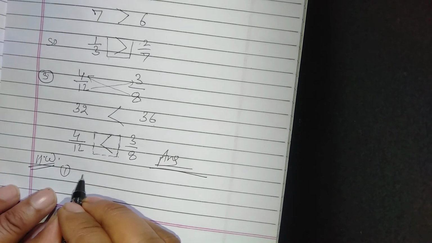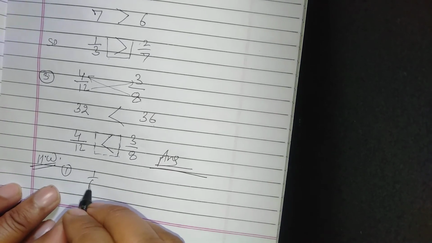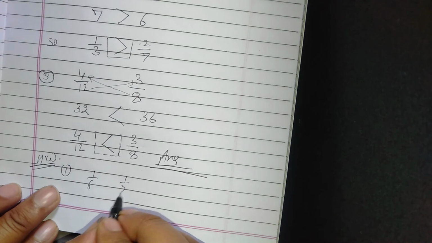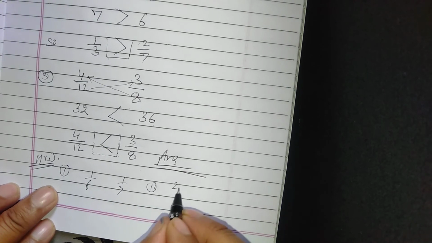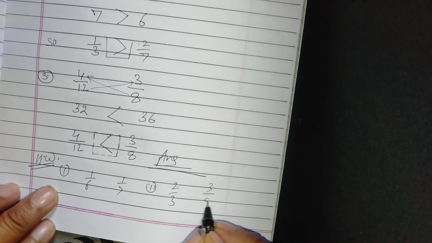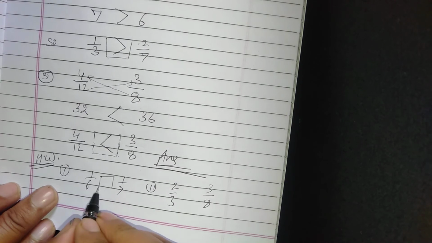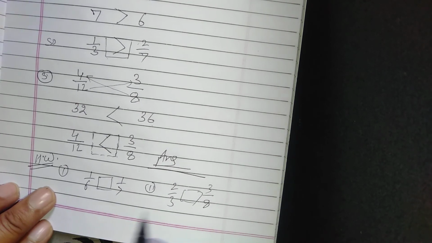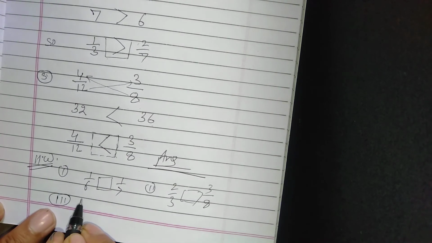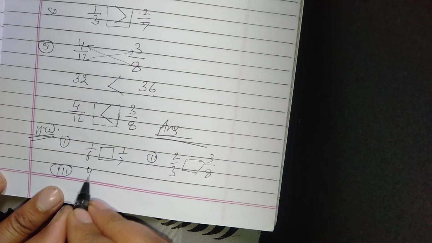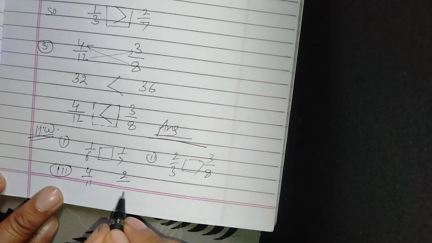First one is 1 by 6 and 1 by 7. Second one is 2 by 3 and 3 by 8. And one more, the third one: 5 by 11 and 2 by 12.